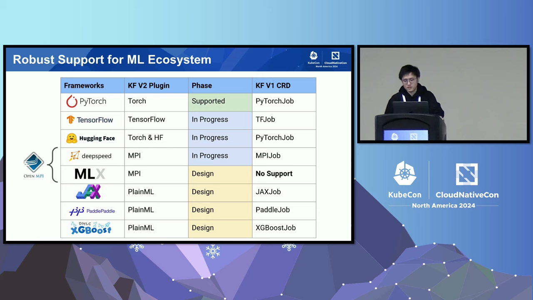And so this is a corresponding table of what runtimes and machine learning frameworks are supported. The current Kubeflow V1 API supports PyTorch, TensorFlow, Hugging Face, MPI, JAX, PaddlePaddle, and XGBoost by dedicated custom resources like PyTorch job and TF job. But since the V2 API, we are planning to support all of the V1 API's supported machine learning frameworks and more by runtime CRD. It's not dedicated to custom job API.